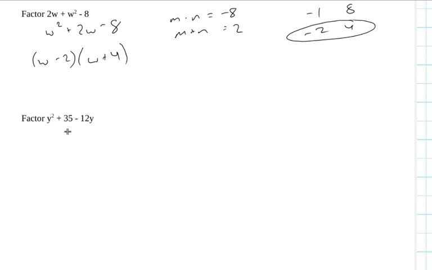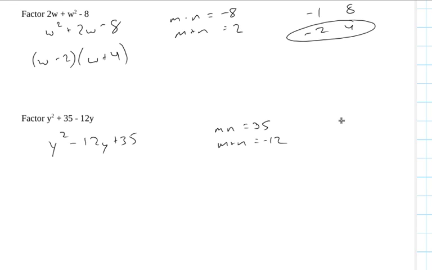And on this one, again, it's not in standard form. Our degree 1 term is written last, so we want to rewrite it: y squared minus 12y plus 35. So we want the product of our two numbers to be 35. We want the sum of the two numbers to be negative 12.